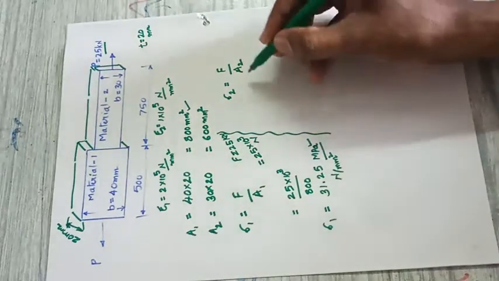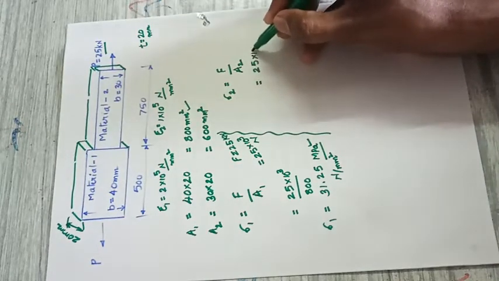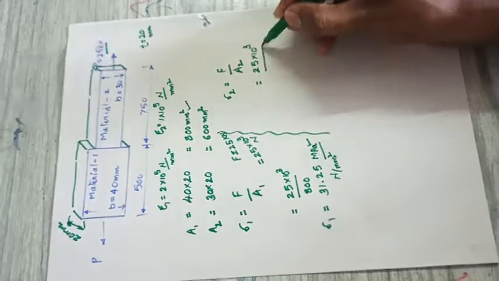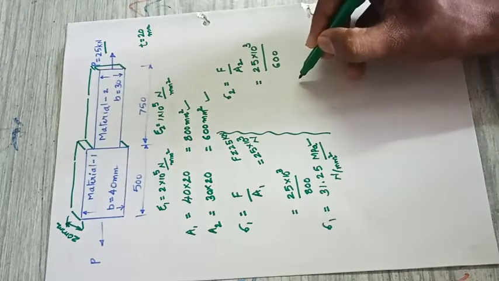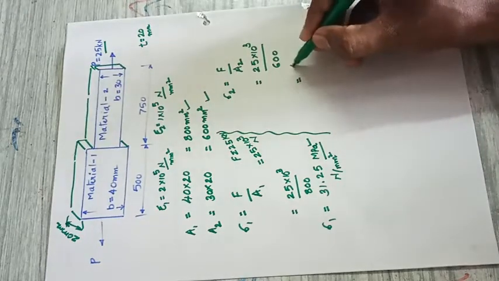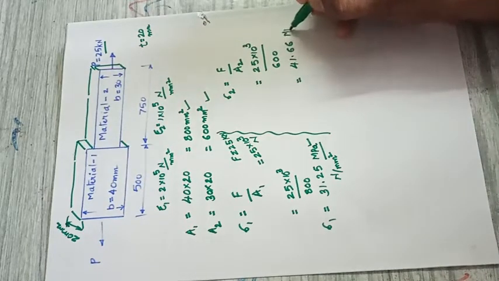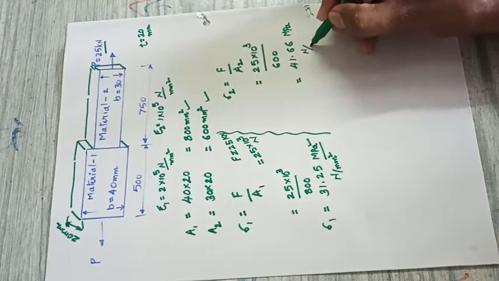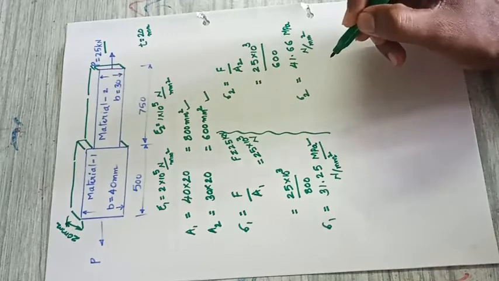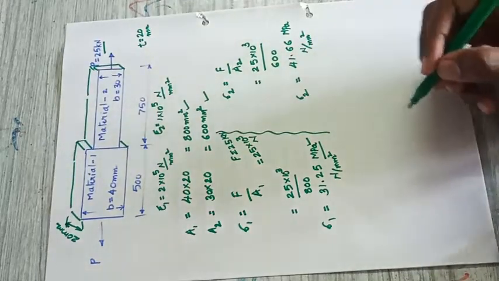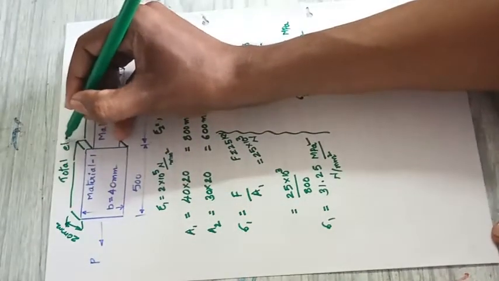For the second portion, sigma 2 is equal to force, as usual the same, 25 into 10 raised to 3, divided by the area A2, which is 600 mm square. The answer is 41.66 MPa, or Newton per mm square, sigma 2. So what we have to find out is the total elongation of the bar.